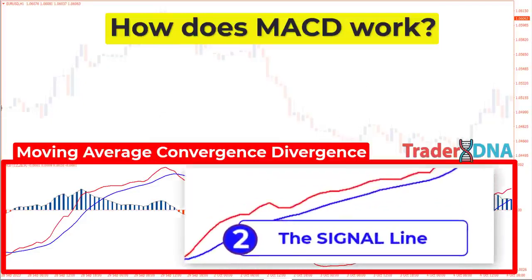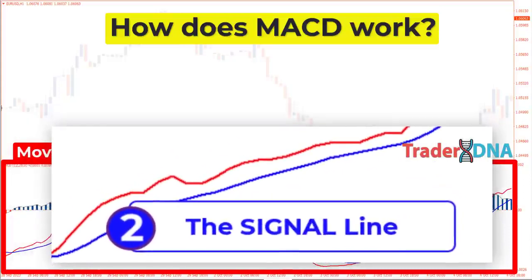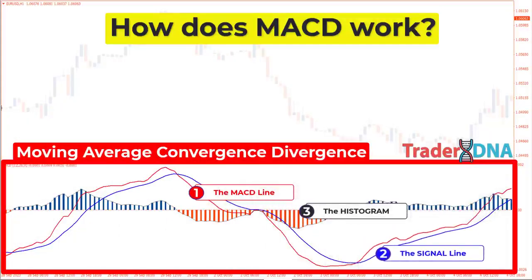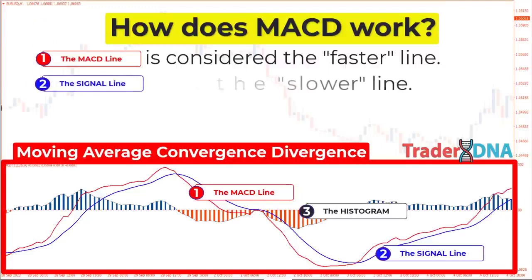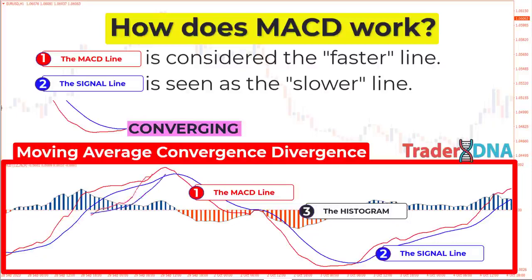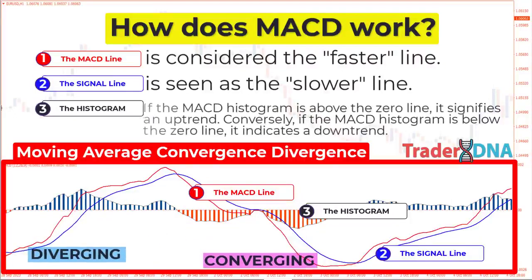The second line, known as the signal line, is the moving average of the first line, usually a 9-period EMA. To put it another way, it's the moving average of the MACD. This implies that the MACD line is considered the faster line, while the signal line is seen as the slower line. When these two lines come together, they are described as converging, and when they move apart, they are diverging. The disparity between the two lines is depicted on the histogram. If the MACD histogram is above the zero line, it signifies an uptrend. Conversely, if the MACD histogram is below the zero line, it indicates a downtrend.